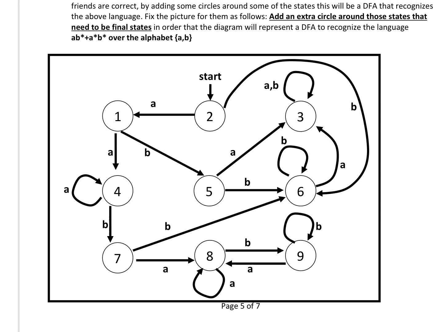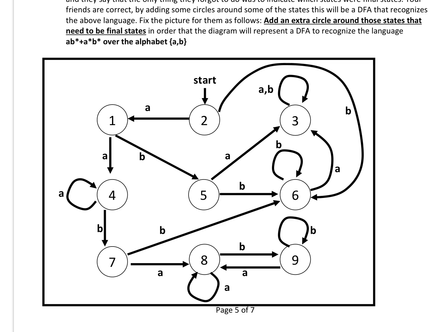So here's the language again, written right here: AB star plus A star B star over the alphabet. Again, let's think about the two pieces of this regular expression separately. Let's start with AB star. Well, is that what we saw in the last one? That is an A by itself, or an AB, or ABB, or ABBB, and so on.